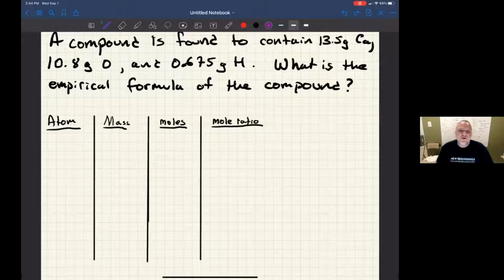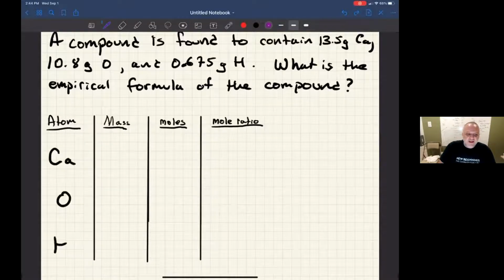You don't have to use the chart. It just helps me organize my thoughts on this particular problem. And so if you want to, great. If not, just do whatever you think is best. But at the end of the day, you do need to figure out the lowest whole number ratio of moles of atoms in the compound in order to get the empirical formula.